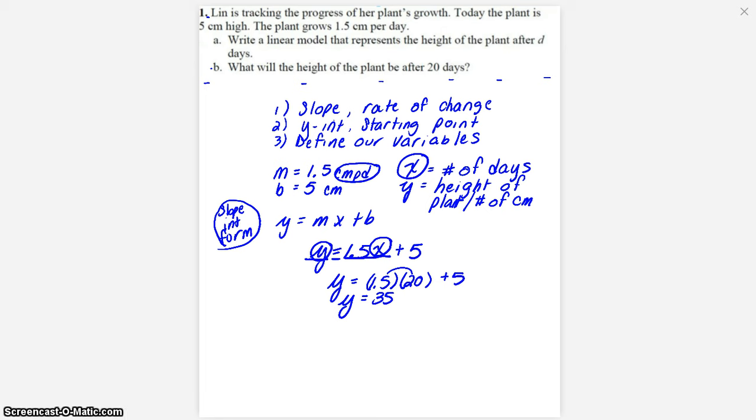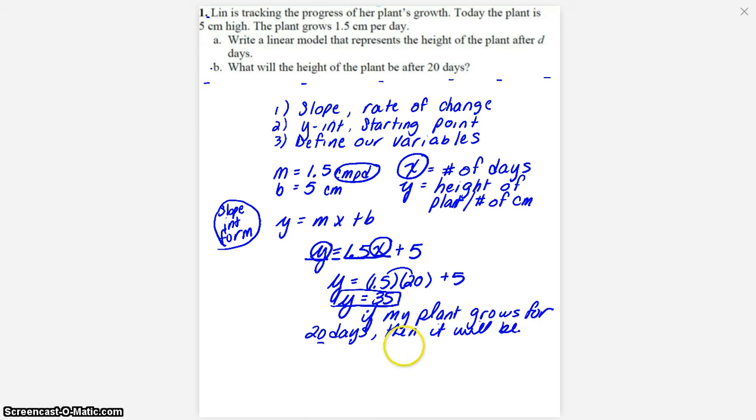35. So you can always write your answers in complete sentences by using an if-then. If my plant grows for 20 days, or Lynn's plant anyway, grows 20 days, then it will be 35 centimeters.